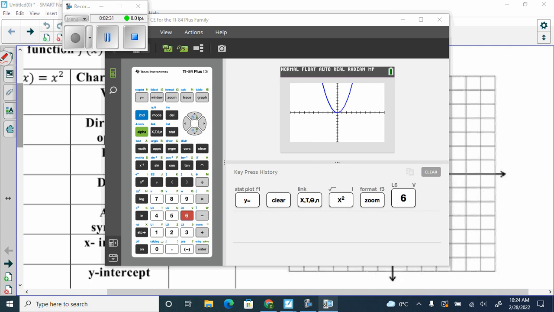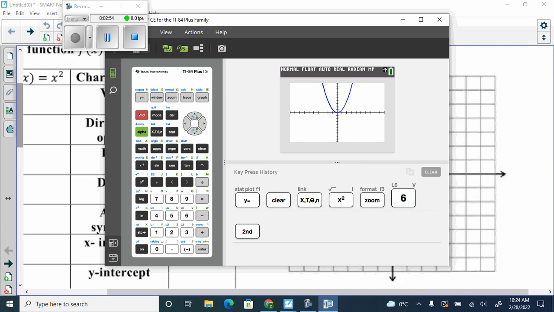Now, this is where we're going to go for most of our life in grade 11 and 12. When we want to calculate something, because I want to find that minimum, correct? I want to calculate something. I'm going to go second, the second button, and then I'm going to go trace. I'm going to put down the marker first, actually. I'm going to go second, and then I'm going to go trace.